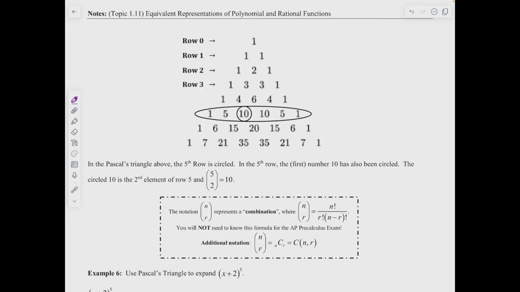The first number 10 has also been circled. The circled 10 is the second element, because this is the 0, this is the first, this is the second element in the row. So 5th row, second element, that's how you get 10. That's also what we call a combination, the 5C2 that you learned in geometry. That's 5 factorial over 2 factorial times 3 factorial. So 5 times 4 times 3 factorial, over 3 factorial times 2 times 1. The 3 factorials cancel, and you're just left with 20 divided by 2, which is 10. Okay, but again, they don't need you to know how to do combinations. That's just where it came from.